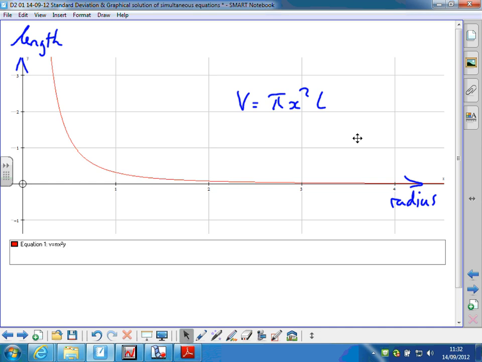So the volume is constant. That's 1. Does this look right, this function? The volume's got to be constant. Think of it from right to left. As the radius gets smaller, what's happening to the length? Increasing. Does that make sense if the volume's got to remain constant? Yes. Okay. As the radius gets smaller, thinking of a cylinder down here, then to have a fixed volume, as the radius gets smaller, it's got to get longer and longer, hasn't it?